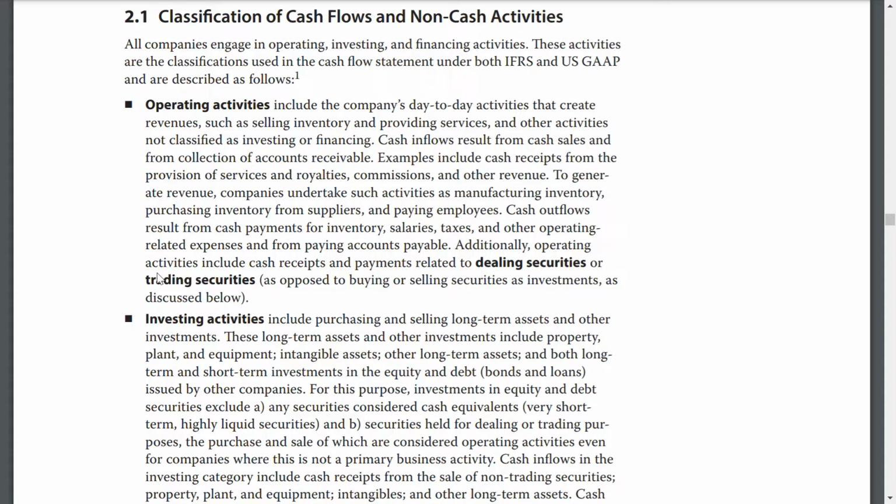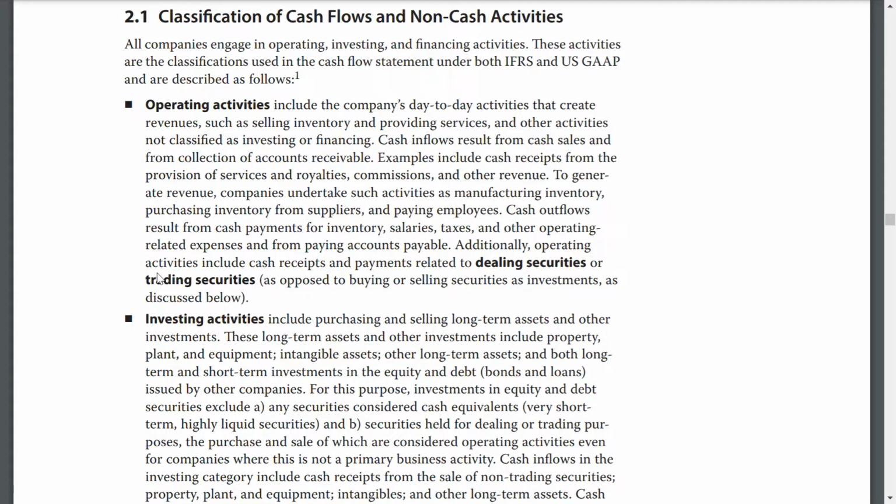To generate revenue, companies undertake such activities as manufacturing inventory, purchasing inventory from suppliers, and paying employees. Cash outflows result from cash payments for inventory, salaries, taxes, and other operating expenses, and from paying accounts payable. Additionally, operating activities include cash receipts and payments related to dealing securities or trading securities.